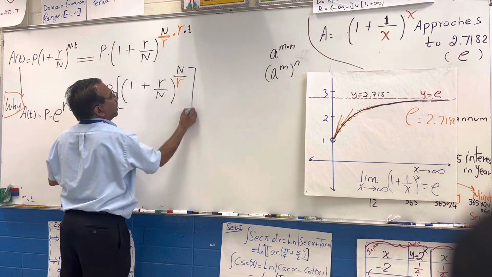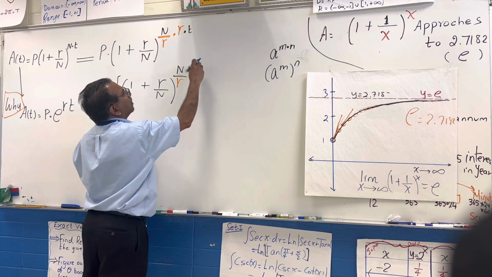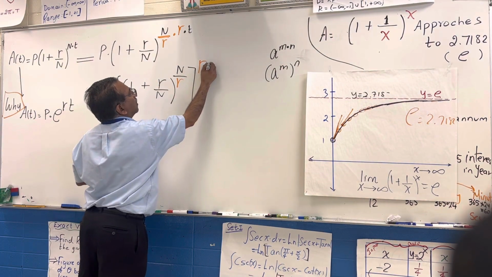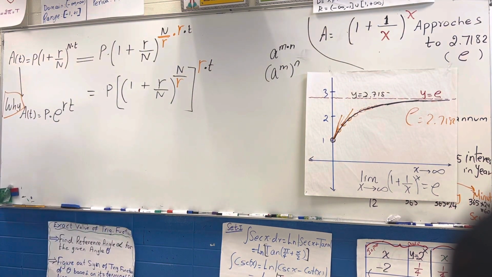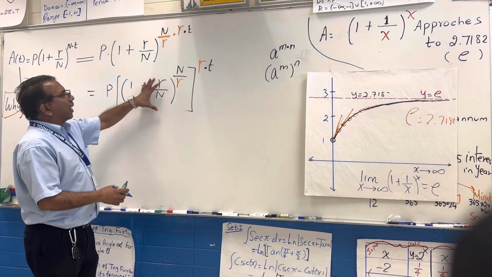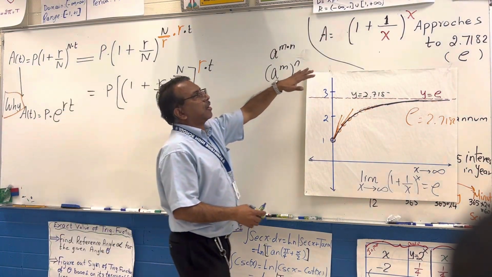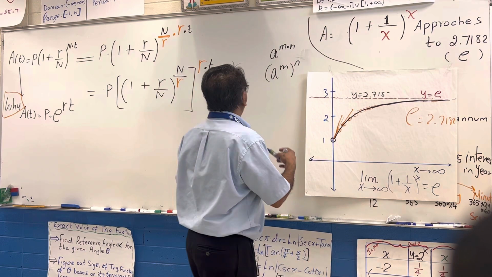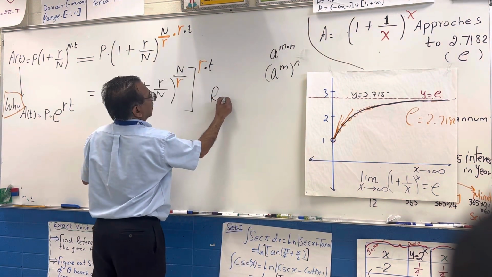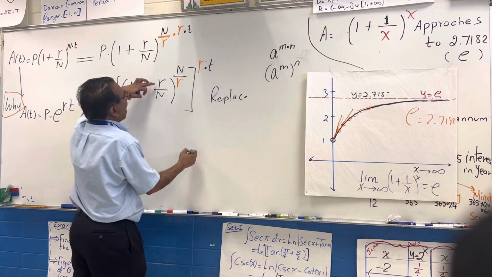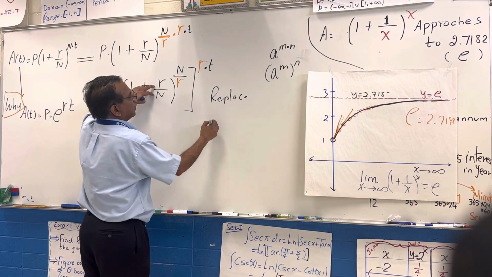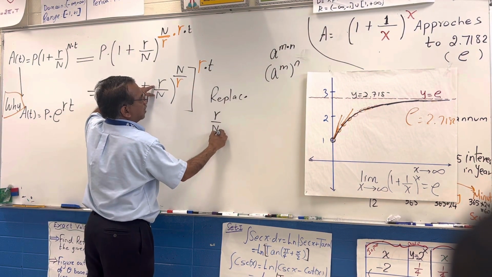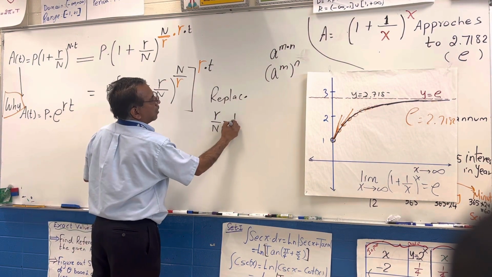And then the bracket raised to RT. Okay? So now somehow I want to get 1 over x here. So this one is 1 plus 1 over x. So I'm going to replace here. So let's replace r over n. Let me replace it by 1 over x.